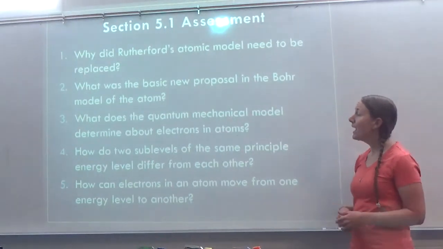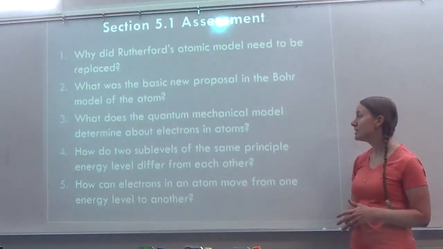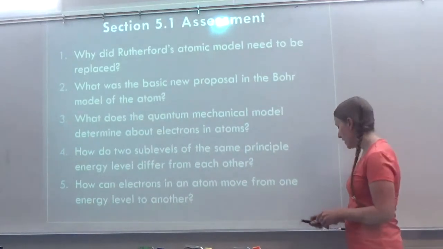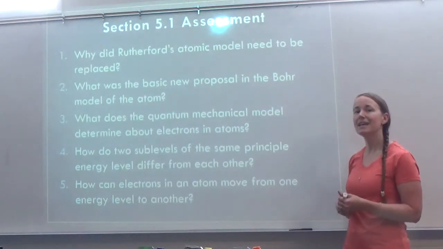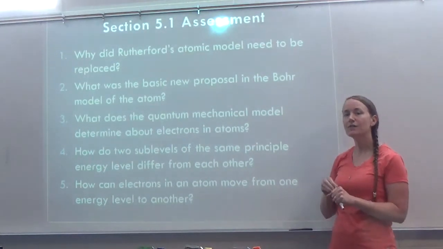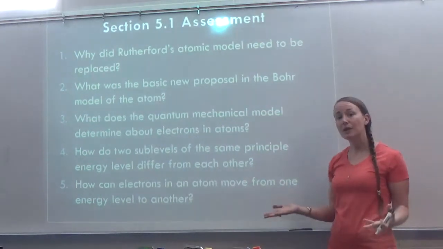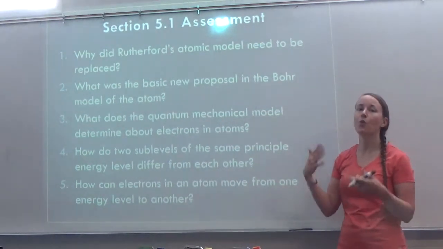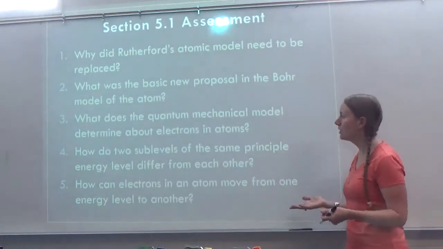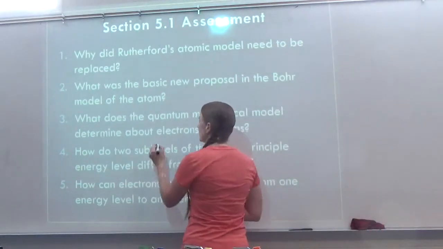So number 4, how do 2 sublevels of the same principal energy level differ from one another? Okay, well the sublevels, this is where it takes a little bit of getting used to. The energy levels are 1 through 7. The sublevels are the s, p, d, f, g. The orbitals we'll talk about a little bit later. Okay, so the sublevels are the letters.